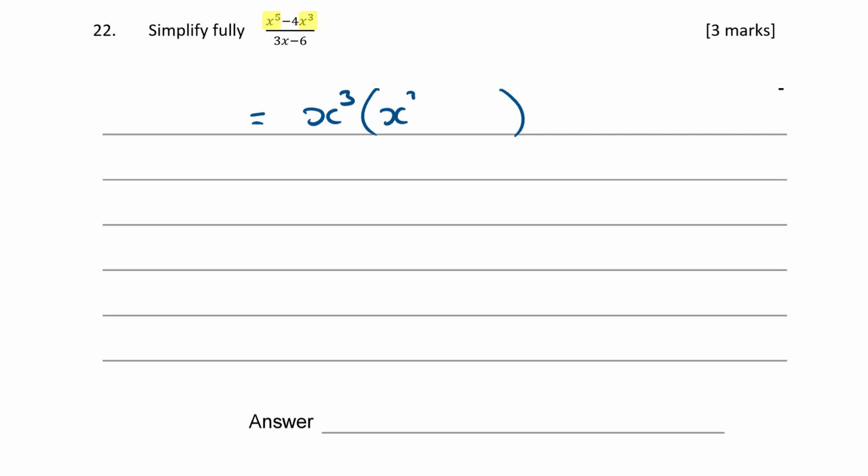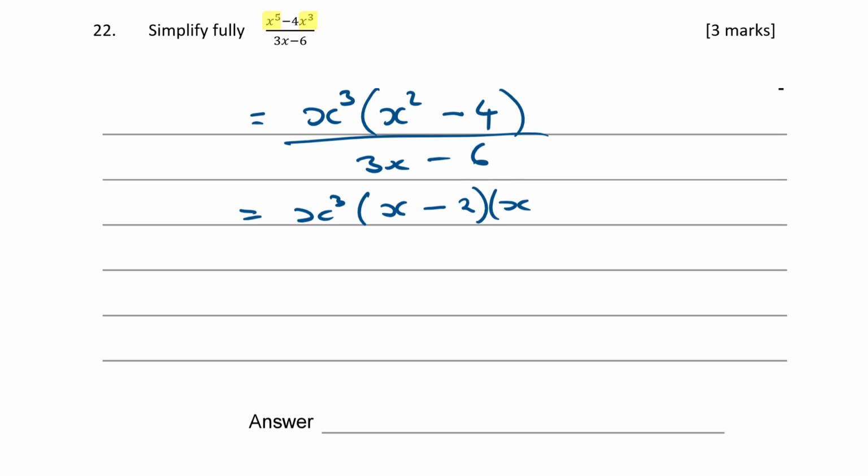X cubed times x squared is x to the power 5. And x cubed times negative 4 is minus 4x cubed. So actually that's what I've got. Now do you recognize what's inside the bracket there? That's what we call the difference of two squares, isn't it? So you should remember how to factorize those. Factorizing the difference of two squares, you're going to get the root of the first term minus the root of the second term, and then the root of the first term plus the root of the second term. Should be x minus 2, x plus 2.